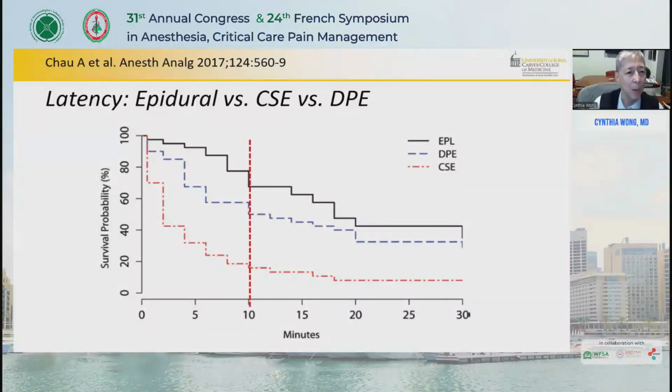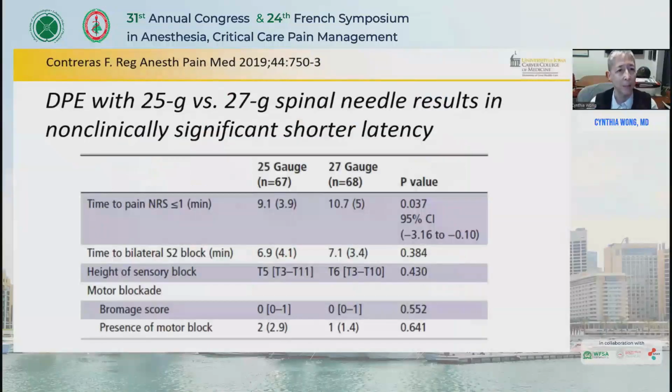Again, you can see that by 10 minutes, about 80% of the CSE group had a pain score that was 1 or less, whereas it was much higher for the DPE and epidural groups. And similarly, at 30 minutes, almost 40%, 40 to 50% of the epidural and DPE groups still did not have a pain score that was less than or equal to 1. So again, significantly faster onset of pain relief and arguably better pain control with the CSE.